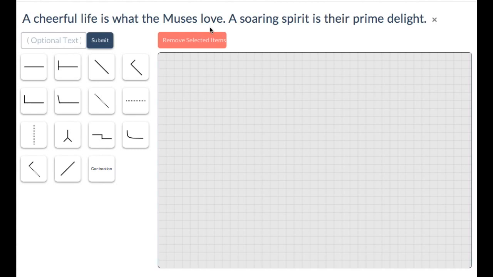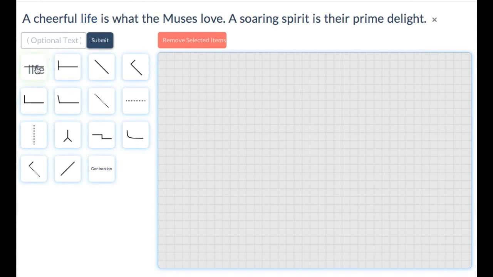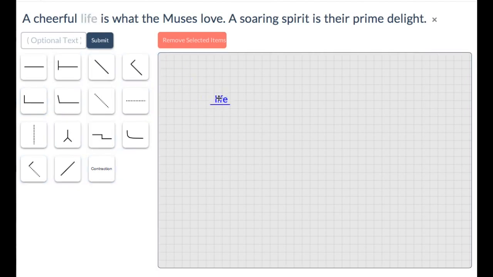So first, we're just going to focus on the first sentence here. A cheerful life is what the Muses love. First step, let's find our subject. The subject here is life. And now let's find the verb or the predicate. That's going to be is. Life is. So here again, we have the subject part on the left side, the predicate or the verb part on the right side.